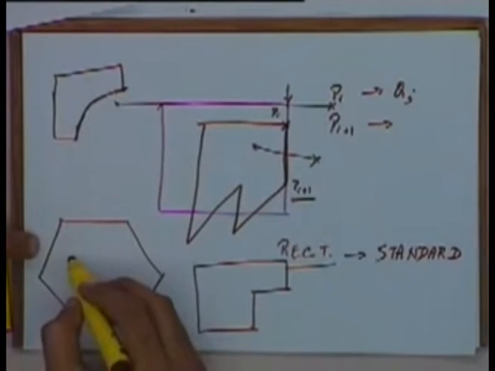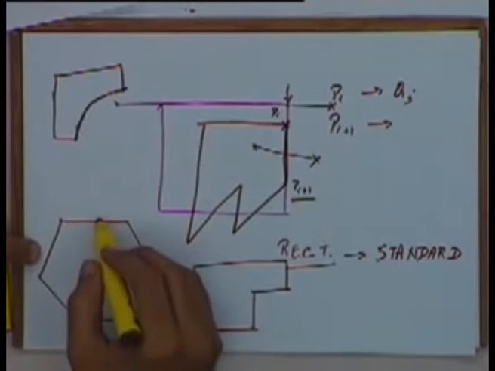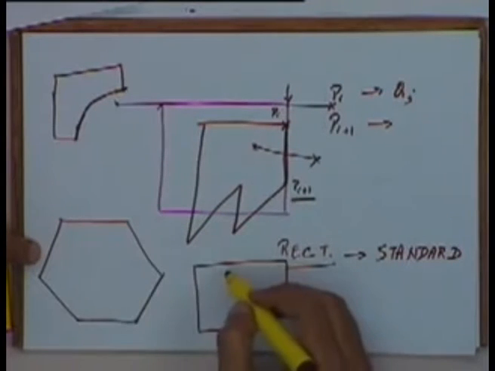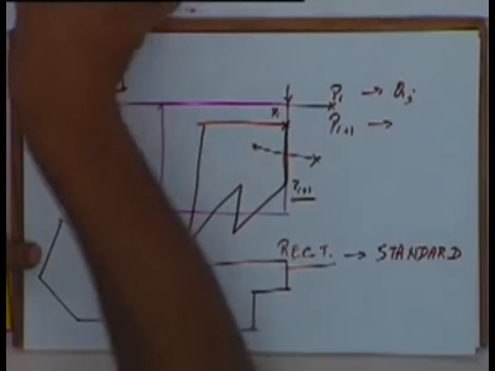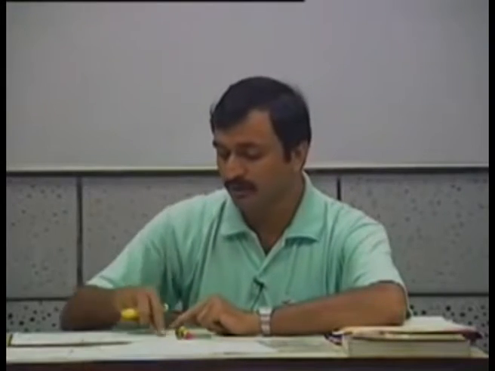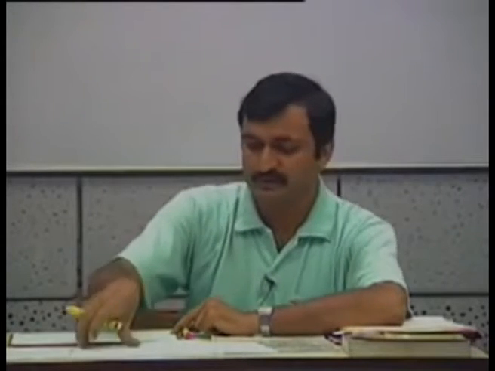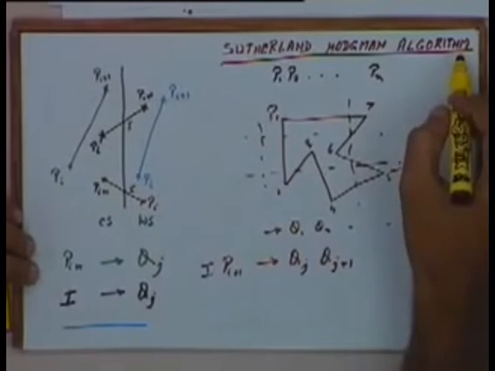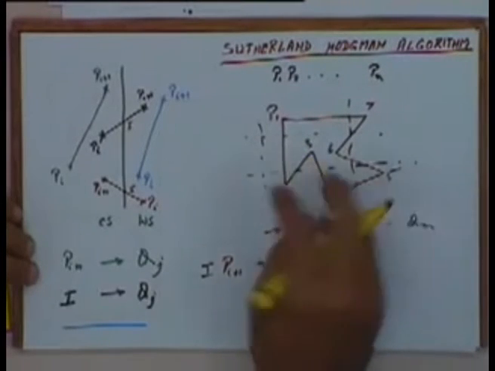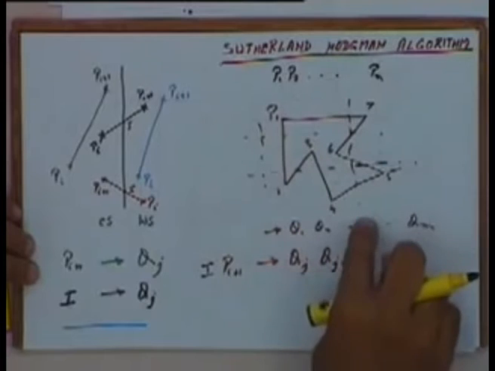Now this is a convex clipping window, this is a concave clipping window. Some algorithms are suitable for convex boundaries only, for example the Sutherland-Hodgman algorithm. We are clipping this polygon first with respect to one edge, then with respect to a second, and so on.